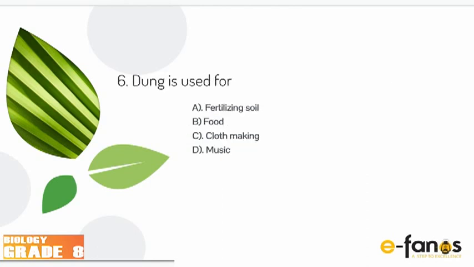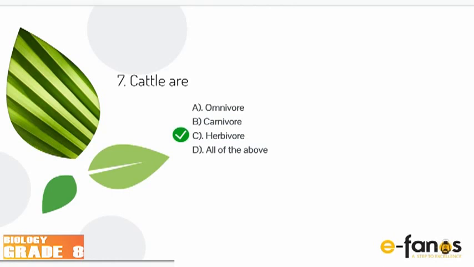Question 6. Dung is used for A. Fertilizing soil, B. Food, C. Cloth making, or D. Music. And the correct answer is A. Fertilizing soil. Question 7. Cattle. Are they A. Omnivores, B. Carnivores, C. Herbivores, or D. All of the above? And the correct answer is C. Herbivore.